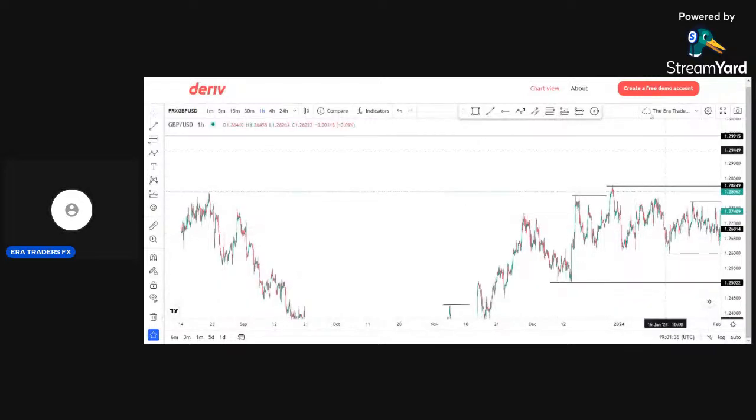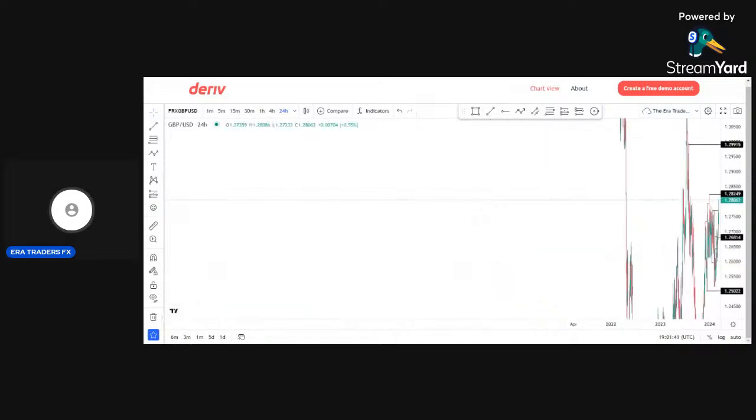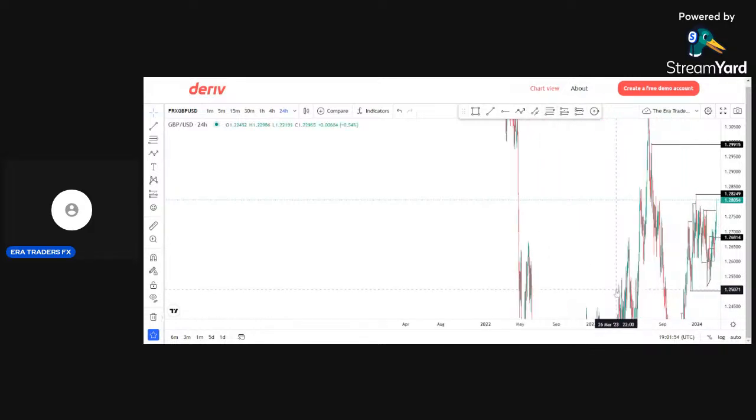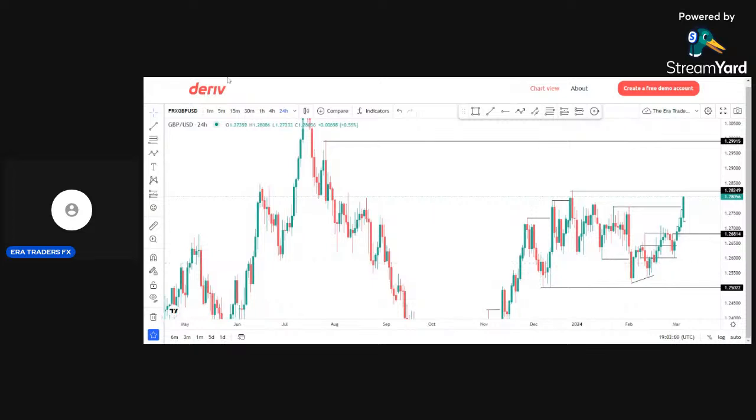So these are external range liquidity. I hope you guys are getting it. External range liquidity. All right. So let's go to internal range liquidity.